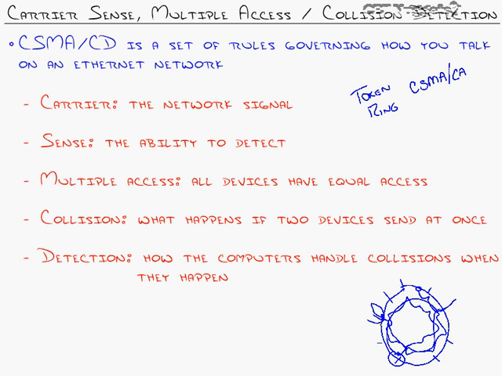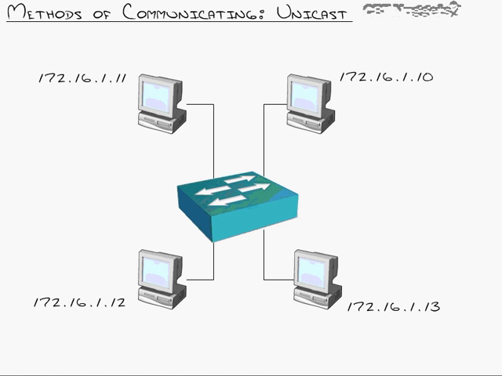Collision avoidance. The problem with collision avoidance is they found the token could only go so fast, and they reached a maximum speed. I think it was somewhere around 33 megabits per second. Once they reached that, they couldn't really go much faster with collision avoidance, so they chose to go with collision detection instead. Moving along with those rules of communication, there are three different types of communication that we can have in our Ethernet networks.